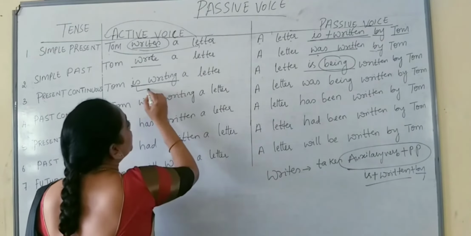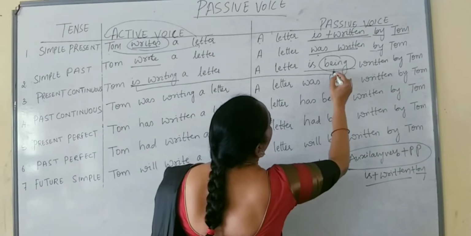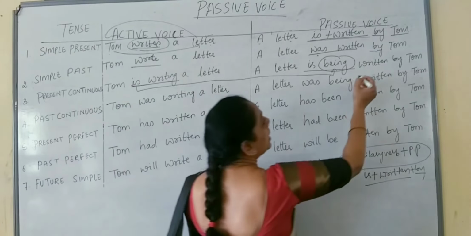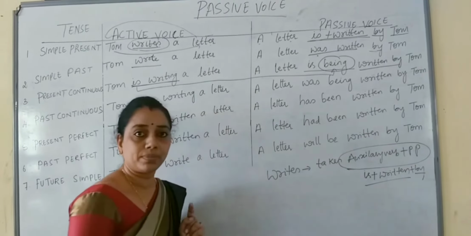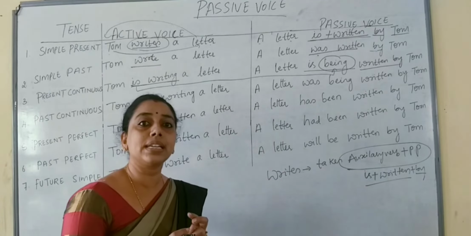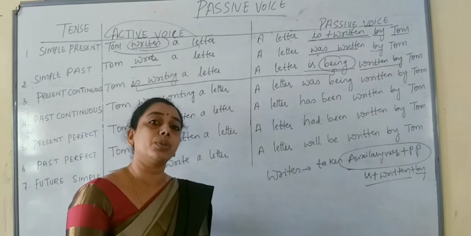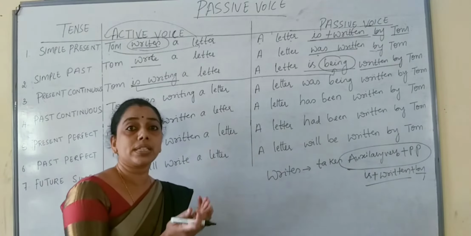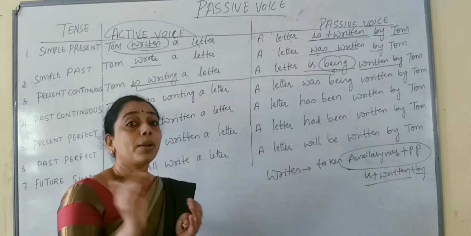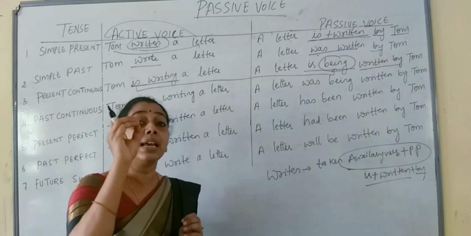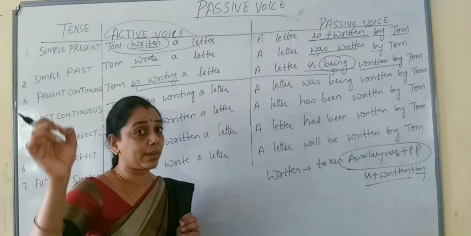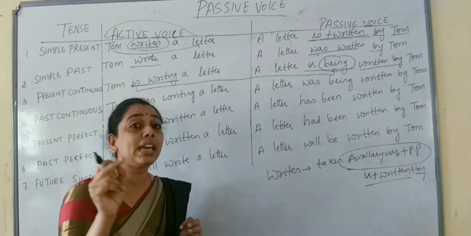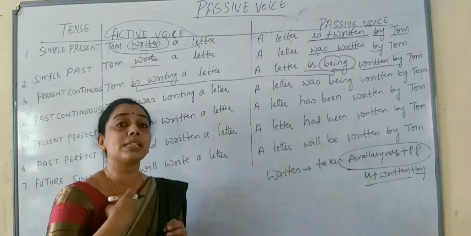So is changed to is being. Is being written by Tom. Okay, in present continuous, is writing in active voice changes to is being in passive voice, not been. There is a lot of difference between being and been. Being is used for continuous, been is used for perfect tense.